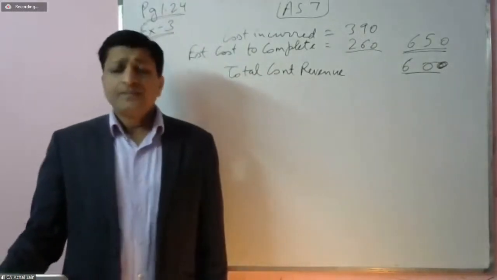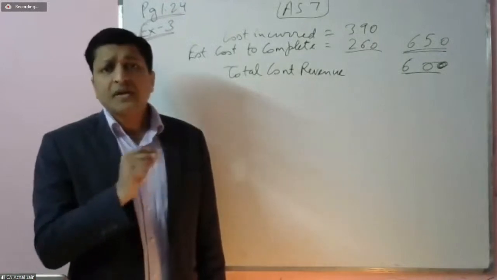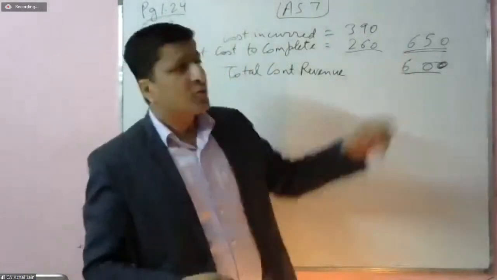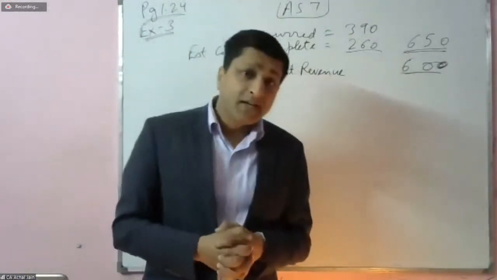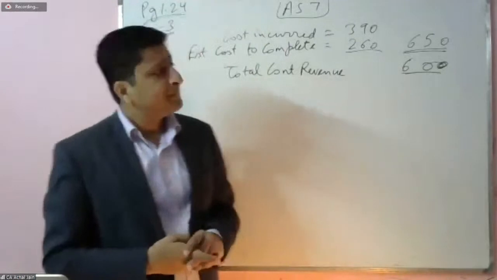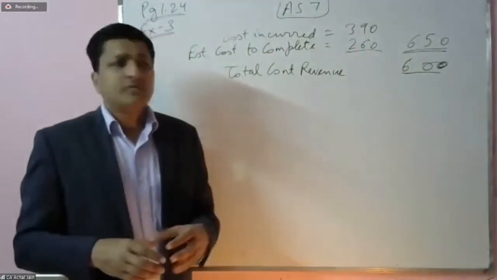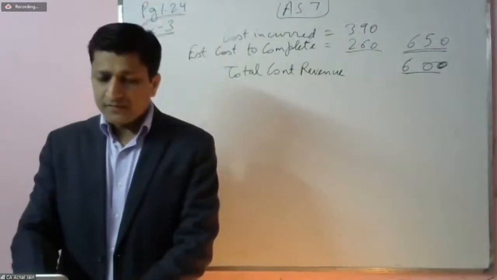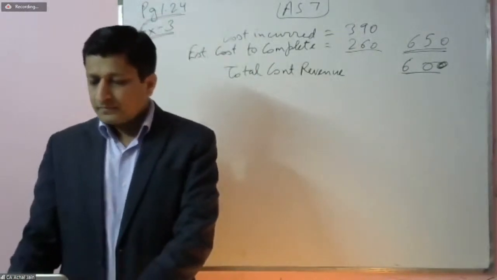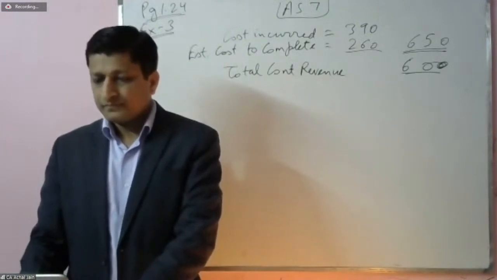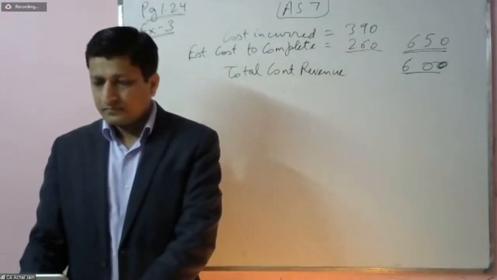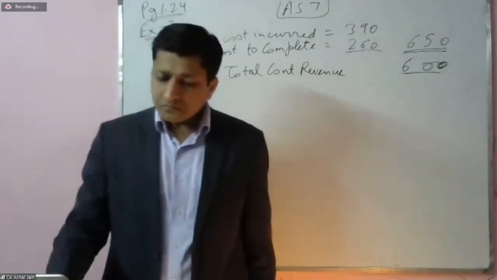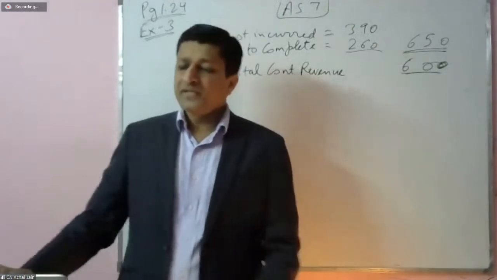Can you tell me how will you deal with this particular type of situation when you know that your total cost incurred plus to be incurred is 650 and the total contract revenue is 600? Yes, your quick comments on this. How will you deal with this?